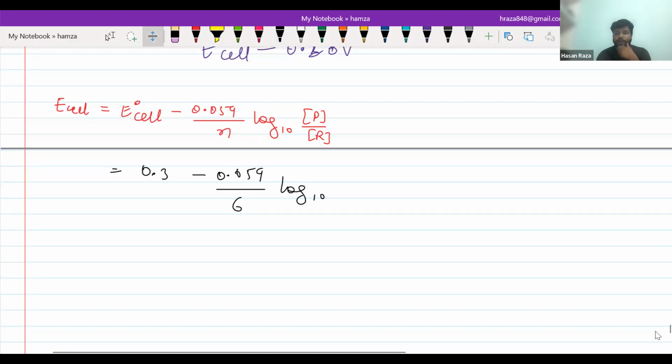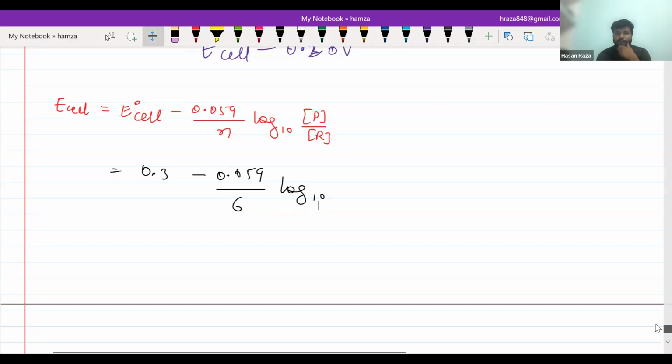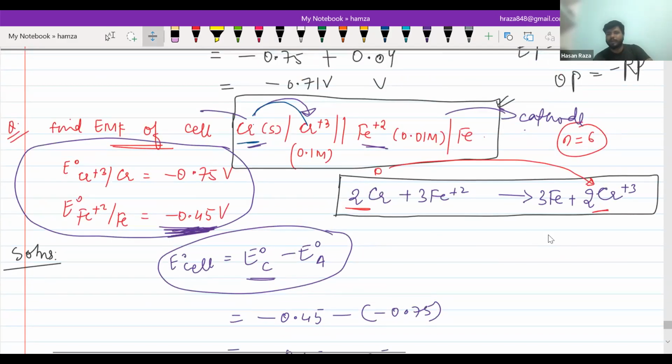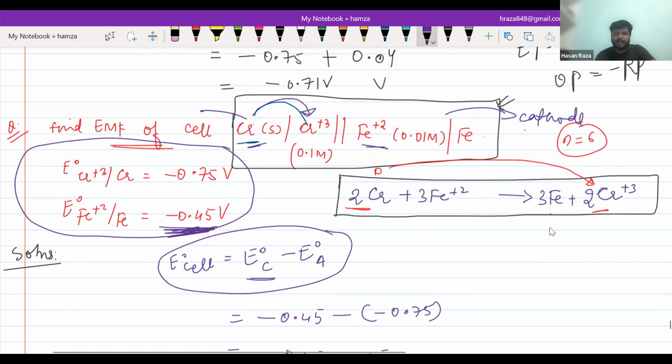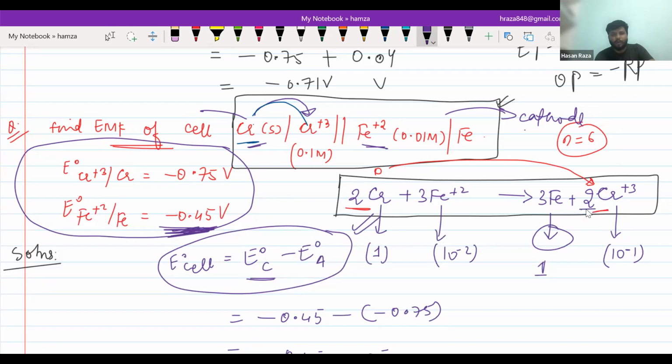Now before writing product and reactant, we are going to see what is in product and reactant. Since it is in metallic form, its value will be 1. And Cr plus 3 has a value 10 raised to the power minus 1. And you can see on the reactant side, this is in solid, that's why it will have a value 1. We are not going to write it, but Fe plus 2 has a value 10 raised to the power minus 2. Again, if there is some stoichiometric coefficient, we are going to take it as a power also.